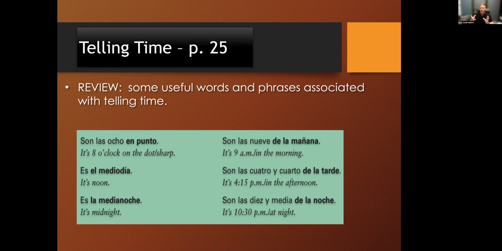Okay. Let me say that one a little bit faster, just so you can hear what the eventuality is that you're going to get to. Son las 10:30 de la noche. Okay. So again, that's like triple speed, but that's the way you're going to get to be able to do.